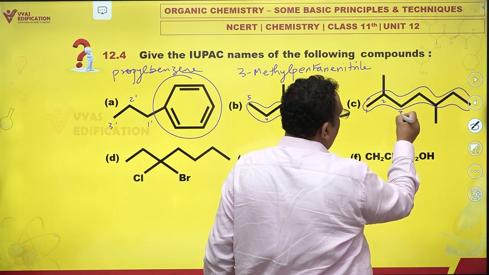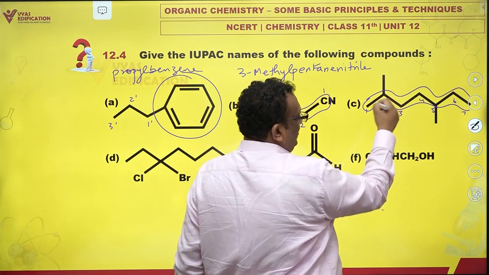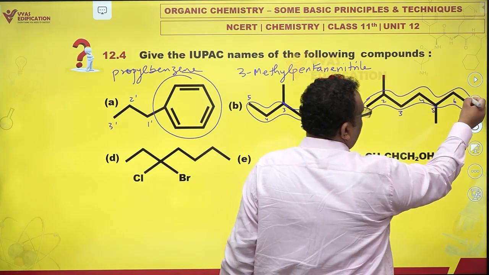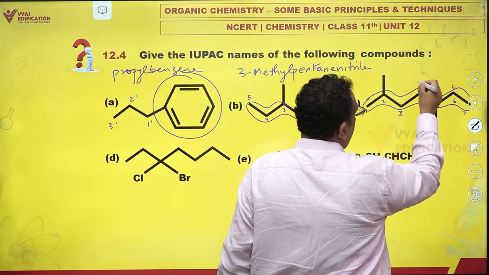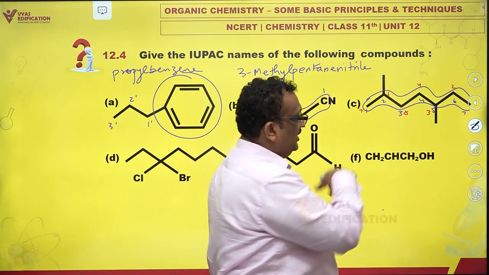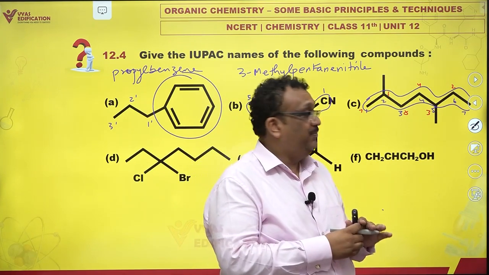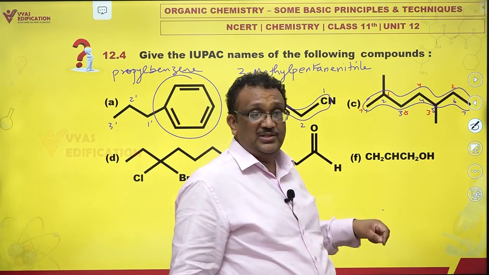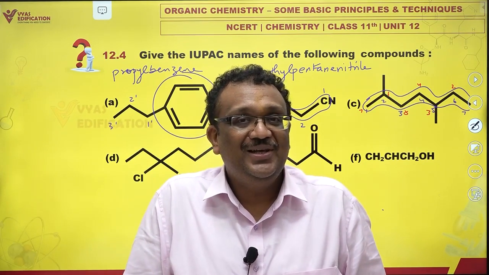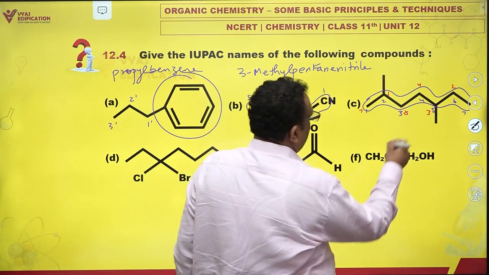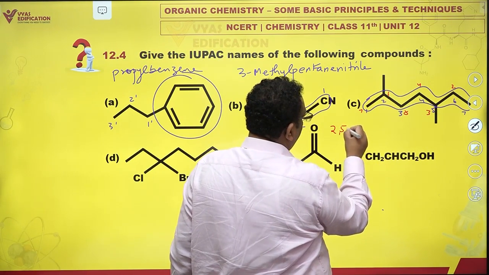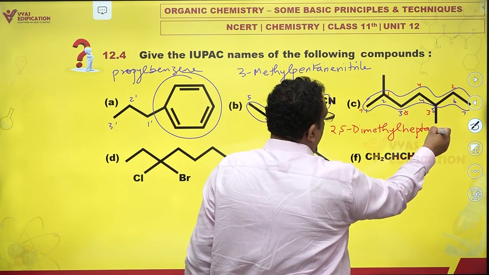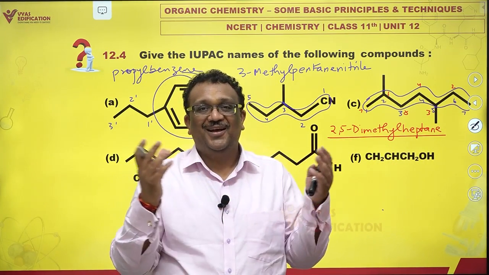if I number like this 1, 2, 3, 4, 5, 6, 7, first branch appears at number 2. But I could have numbered it otherwise also. Yes, in case you number it as 1, 2, 3, 4, 5, 6, 7, that is an alternate way of numbering it. This would not be correct because the first branch would be at 3. First branch at number 3, first branch at number 2, yes. So red numbering is wrong and the purple numbering is correct. So what do I get? I get 2,5 dimethyl heptane. You get 2,5 dimethyl heptane.